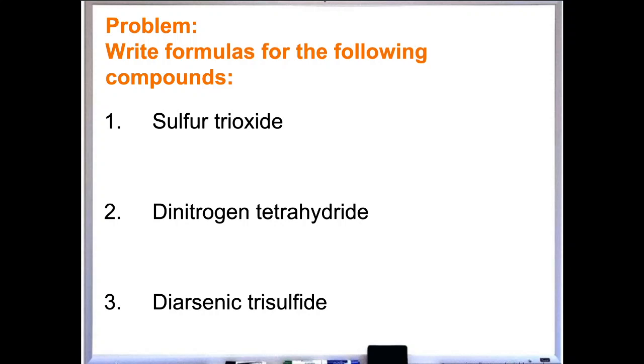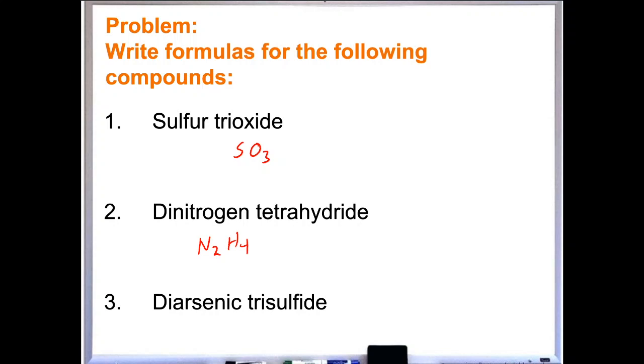Okay, so the first one we have sulfur trioxide. So sulfur, just S. And there's no indicator about how many, so that tells me we just have 1. Okay, trioxide means we have 3, so SO3. Okay, next one, dinitrogen tetrahydride. Okay, so dinitrogen means we have 2. Tetra means we have 4. 4 of what? 4 hydrides, so N2H4.